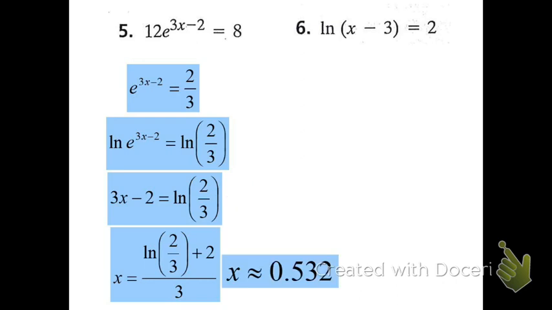Now, what you're going to have to do first, there's an order to this. Take natural log of 2/3 first. Hit equals. Add 2 to it. Then hit equals. Then divide that whole thing by 3. That's how you get that.